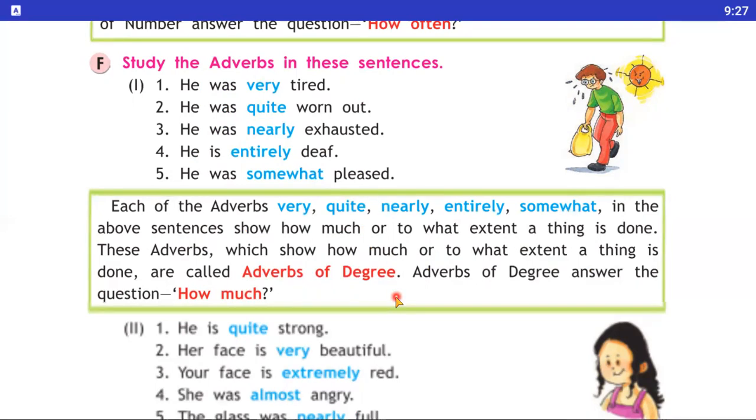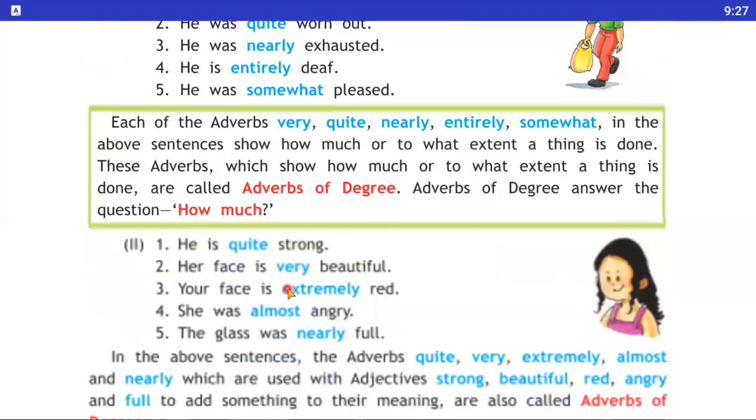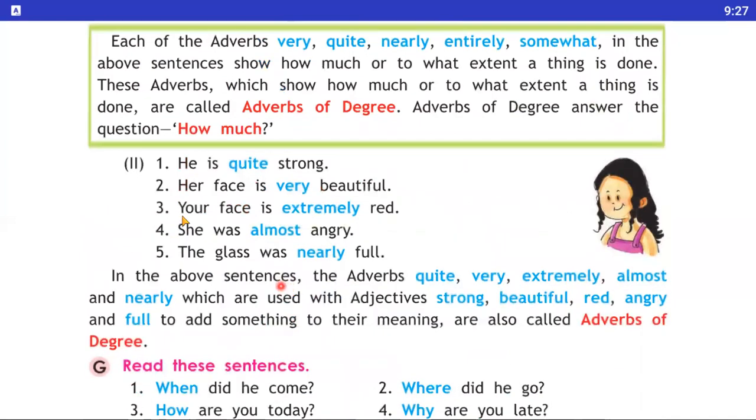जब we start the question from how much, कितना, in the first sentence he was very tired, so how much was he tired, वो कितना थका हुआ था, वो बहुत ज्यादा थका हुआ था. So these words describe the adverbs of degree. तो ये हमको बताते हैं क्या, ये adverbs of degree हैं. And the question starts from here, how much. Okay, now we talk about only adverbs of degree here in the second part.